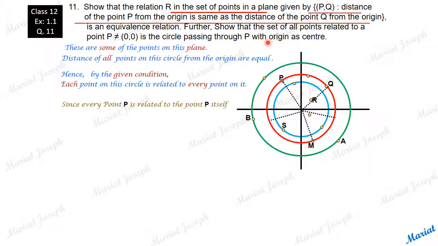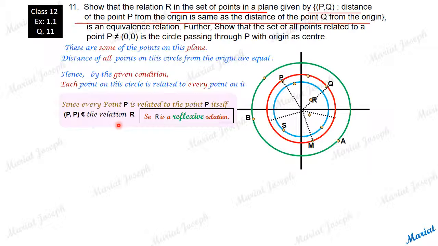Let's see. Every point P is related to the point P itself. We can say this statement is true. Every point P is related to the point P because point P and point P have same distance from the origin. Technically, this statement is correct. So we can say P, P belong to the relation, for every P. Hence the relation is reflexive.